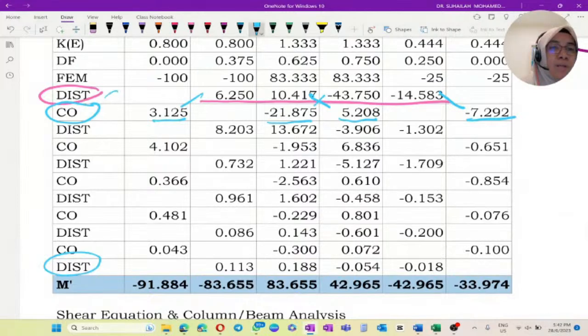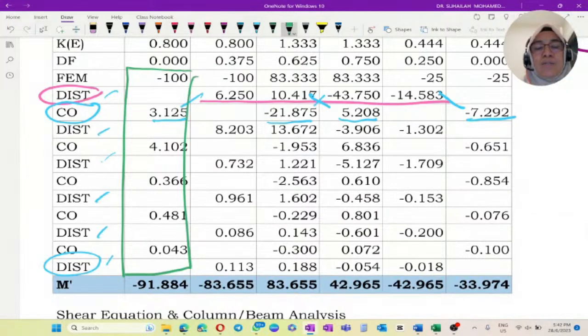We assume that 1, 2, 3, 4, 5, 6. Okay, already 6 cycles, then we may stop the process. Once we stop the process, we have to total all the moments, starting from the fixed end moment. We have to add all of these, and we get the end moment M prime for member AB, and it is equal to negative 91.884.